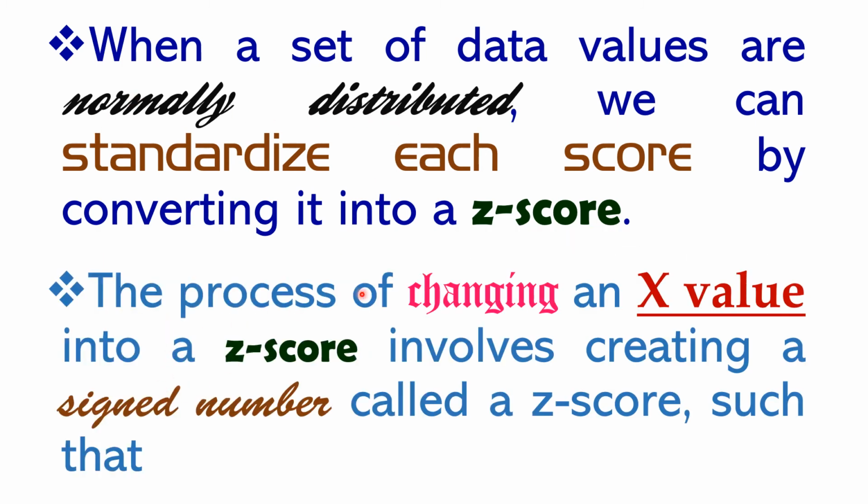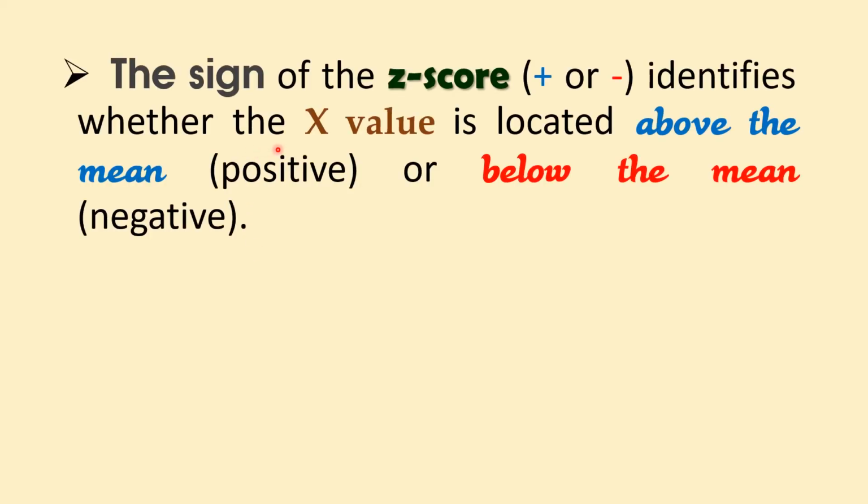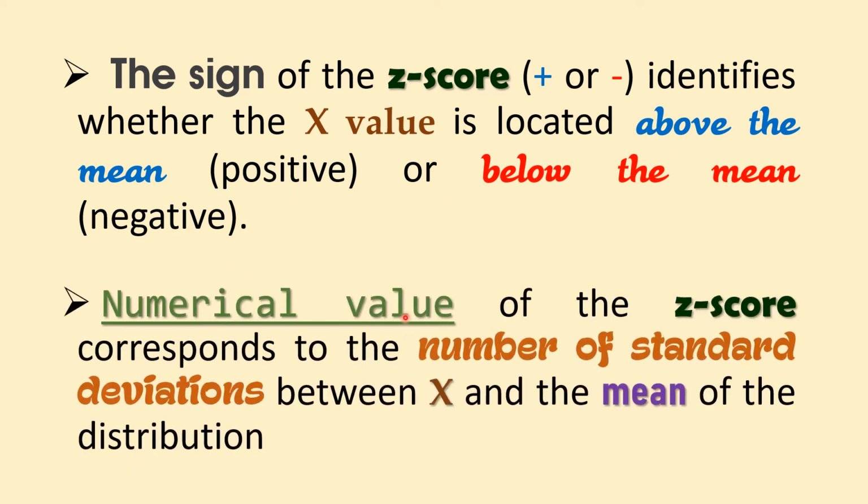Next. The process of changing an X value or the raw score into a z-score involves creating a signed number called the z-score such that the sign of the z-score, which is positive or negative, identifies whether the X value or the raw score is located above the mean if it is positive and below the mean if it's negative. And the numerical value of the z-score corresponds to the number of standard deviations between X or the raw score and the mean of the distribution. So, kung ano yung value ng z-score natin, yan din ang number ng standard deviation between the score and the mean.